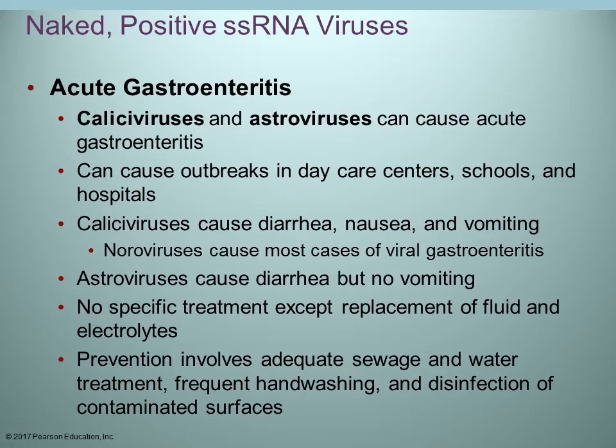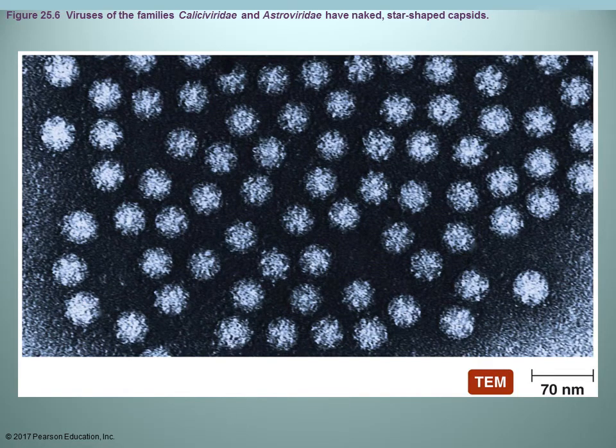How do you prevent infections from ever even occurring? Once again, if you have adequate sewage treatment, adequate water treatment, wash hands frequently, disinfect contaminated surfaces. Viruses in both of these families, the caliciviruses and astroviruses, have kind of a star-shaped capsid, so this is what it looks like under the electron microscope.